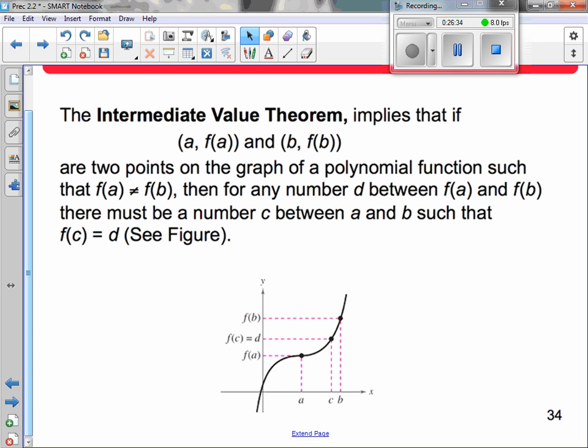Such that they are not the same point. Okay? F of A is not equal to f of B. That's saying they're not the same point. Then for any number D between f of A and f of B, there must be a number C such that f of C is equal to D. Between any two points, there exists another point on the graph. So if I take two points on this number line, I can find a point in the middle that corresponds to a point on the graph. That's what they're calling D. So between any two points, I can find a number in the middle. That's all it's saying.